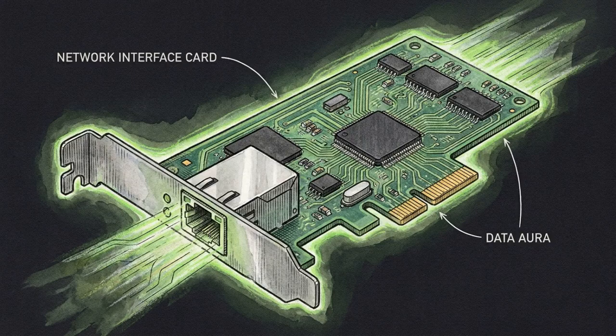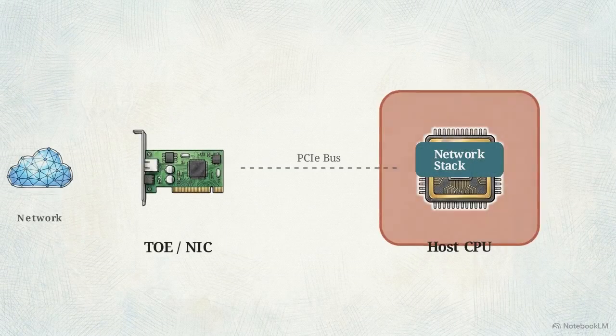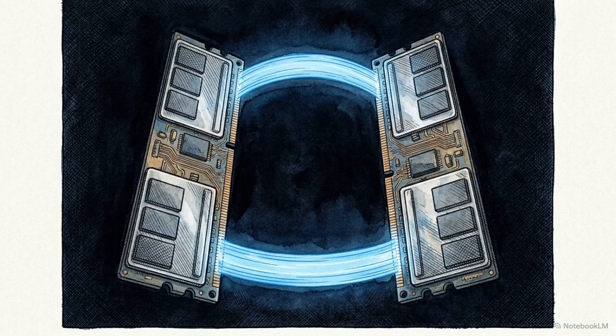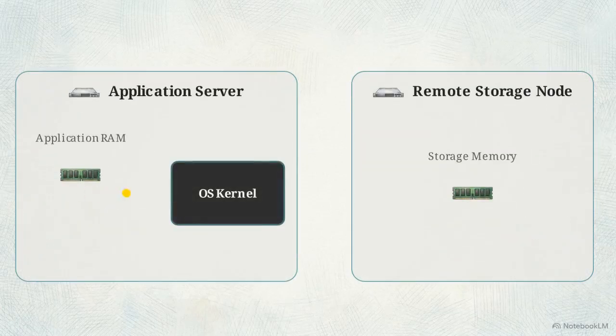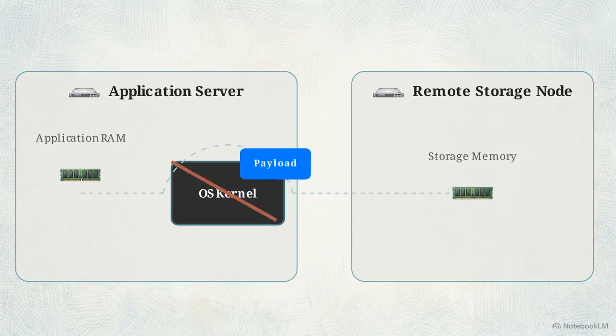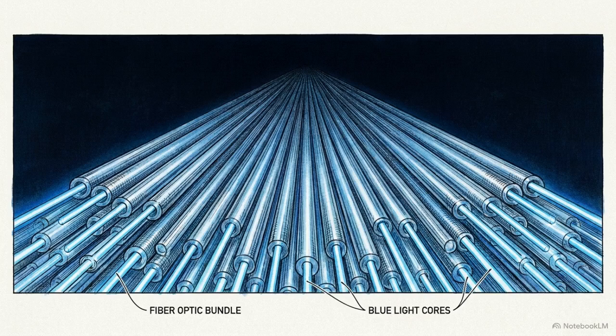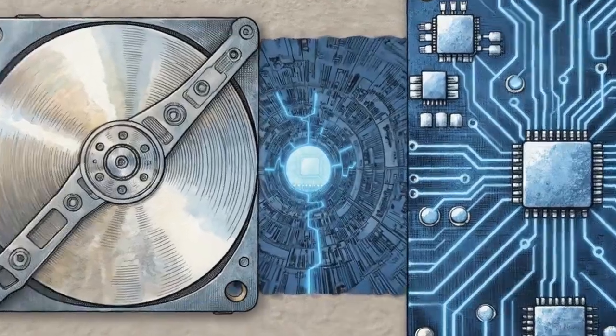The first countermeasure is the TCP/IP offload engine. By embedding the network stack logic directly into the silicon of the network interface card, the host CPU is entirely relieved of packet processing. The next logical step is Remote Direct Memory Access. RDMA allows an application to fetch block data directly from the memory of a remote storage node. The payload travels across the network and writes straight into the application's RAM, completely bypassing the operating system kernel. By neutralizing the protocol stack and skipping the OS, the hardware path is clear. Data can now move from a platter to a processor without interruption.